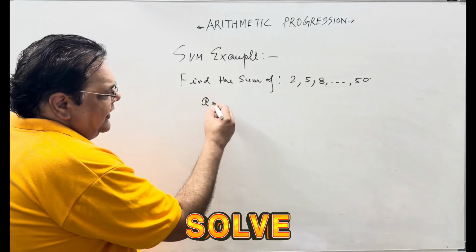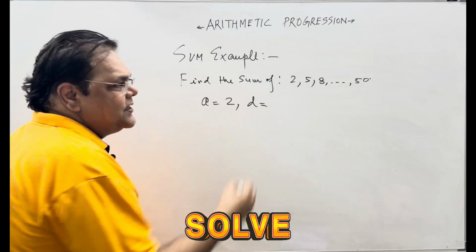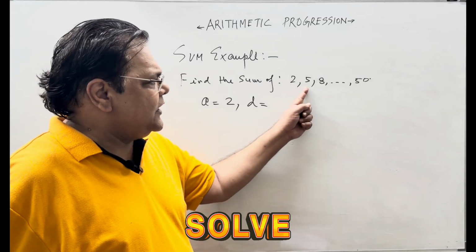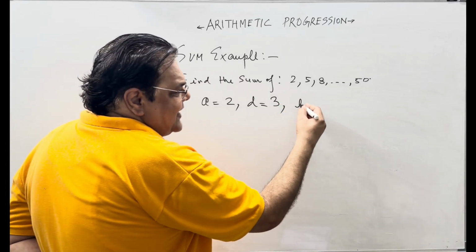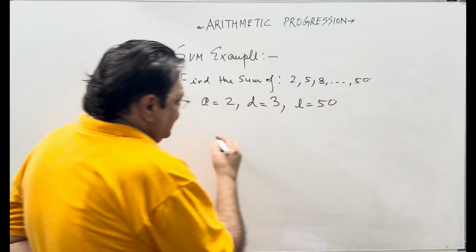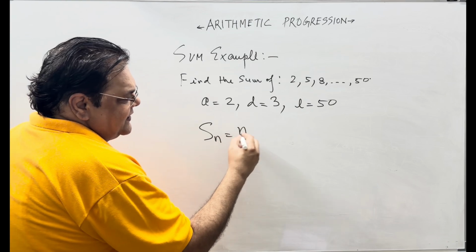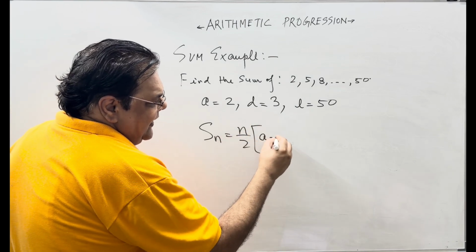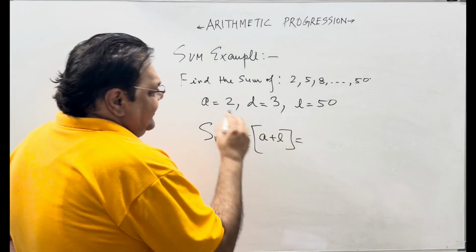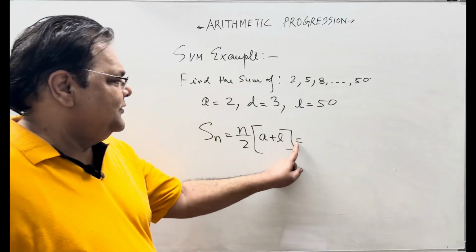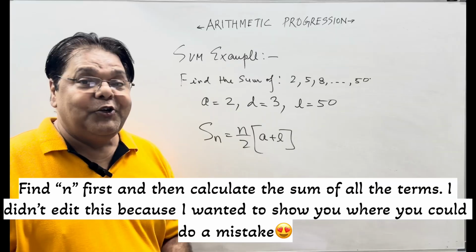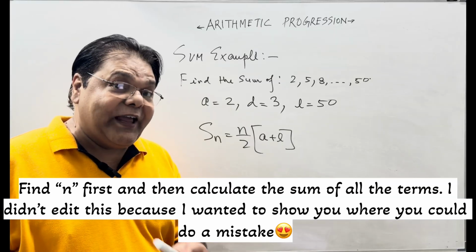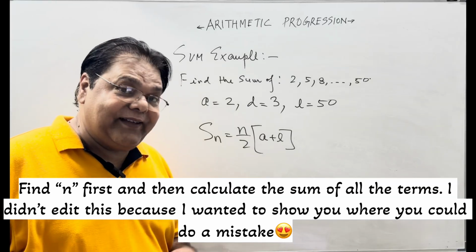So here a is equal to 2. The difference is 5 minus 2, which is 3, and 8 minus 5 is 3. So let us take d is equal to 3, and the last term is equal to 50. So the sum of the terms is n by 2 times (a plus L). The number of terms is not given. So in the exam, if you get this to solve, you have to find the value of n. Then only you can get the answer.